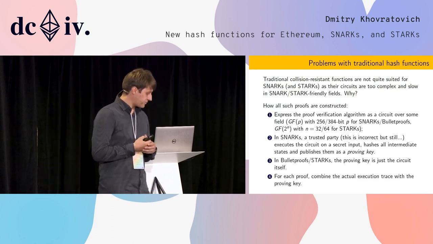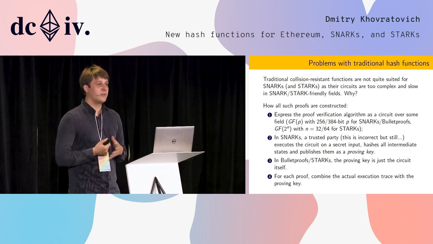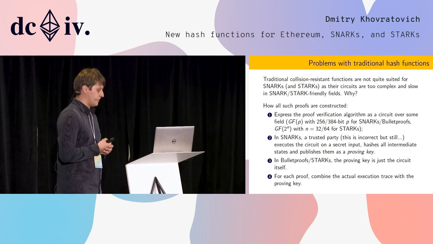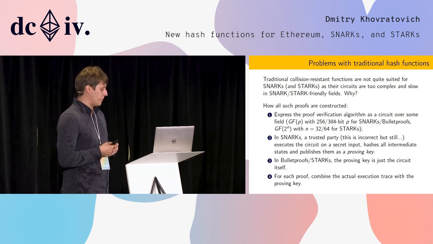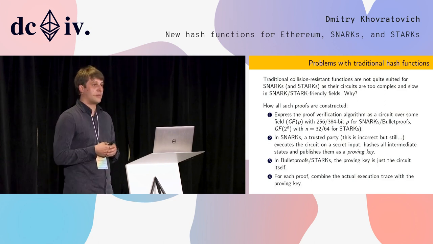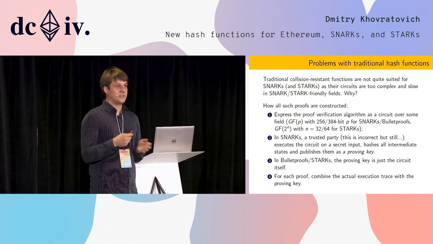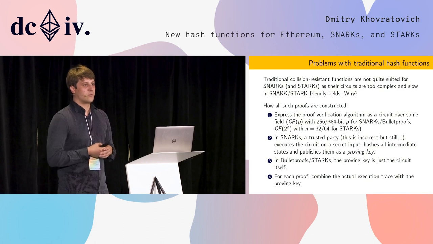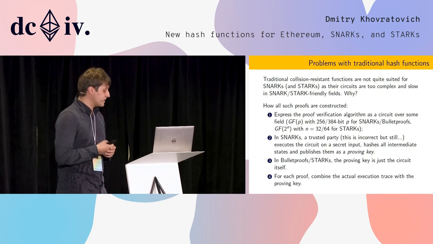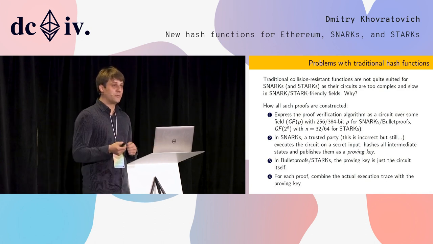So the fields are either prime fields, meaning that all our state is a vector of integers modulo some prime number, and this prime number is 256 bit or 384 bits, depending on how afraid you are of recent discrete logarithm complexity estimates. This is for SNARKs and bulletproofs.